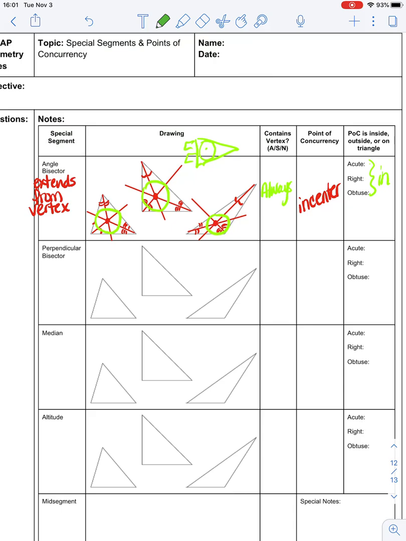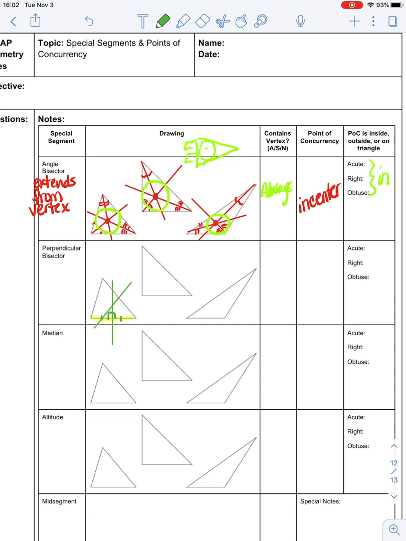Now, another special segment with a point of concurrency is a perpendicular bisector. Remember that a perpendicular bisector of a segment cuts the segment into two equal pieces. So if you look at a triangle as three separate segments, it's going to cut a segment into two equal pieces at a right angle. So that's the situation. That's a perpendicular bisector.